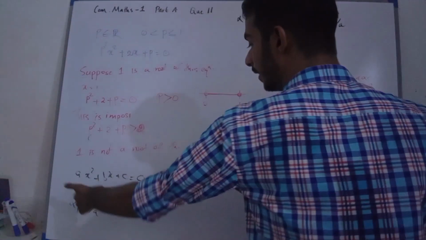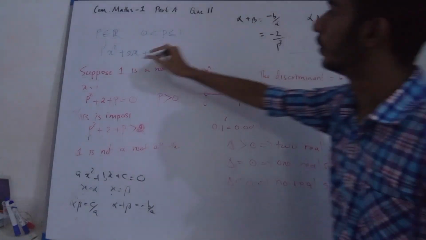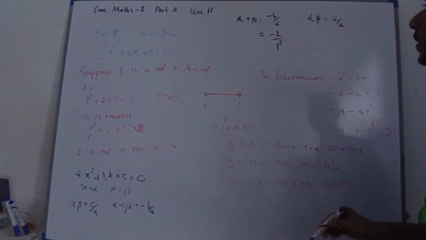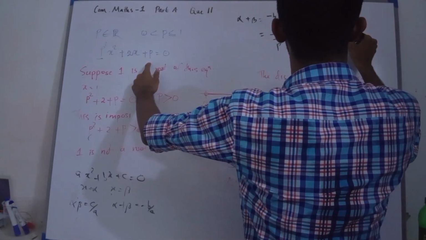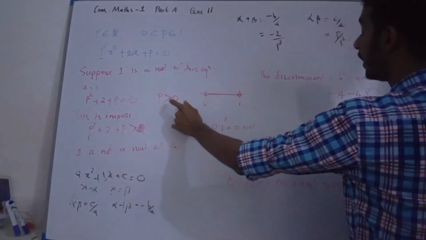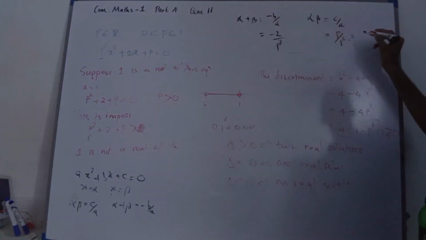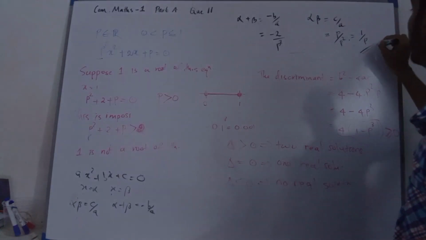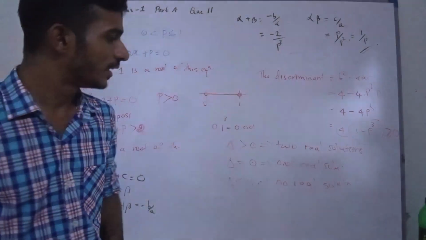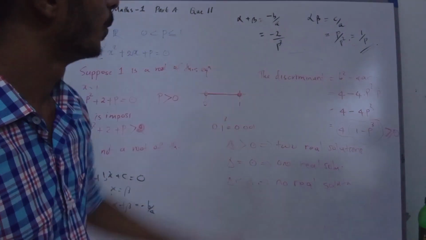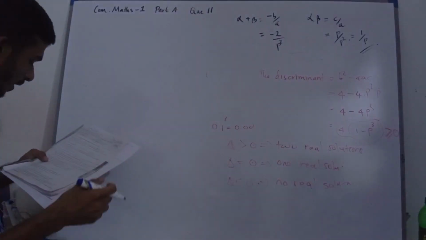So if I apply these equations here, minus b is equal to minus 2, a is equal to the coefficient of x squared, that is p squared. Again, alpha beta is equal to c over a, which is p over p squared. Since p is not equal to 0, I can divide by p, so 1 over p. Now I have written alpha plus beta and alpha beta in terms of p.